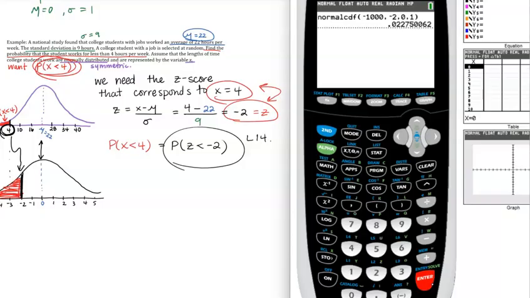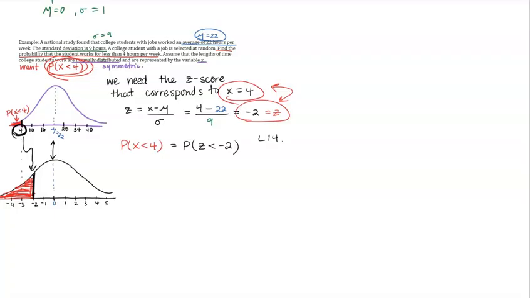And I get about 0.0228 when I round that in my calculator. This is approximately 0.0228. So it's about a 2.28% chance that a student works less than 4 hours per week.